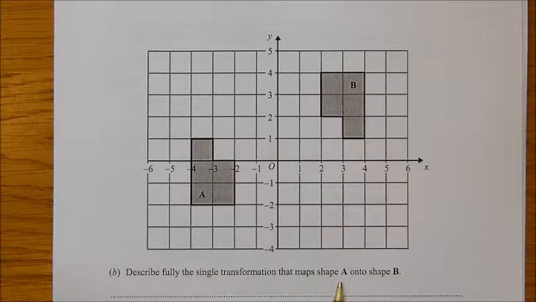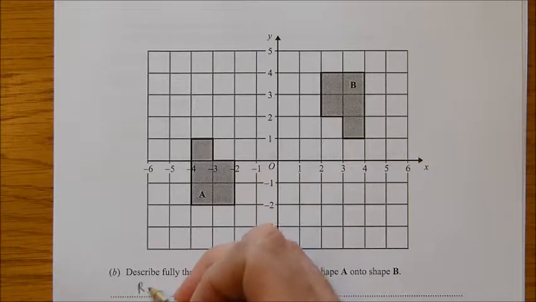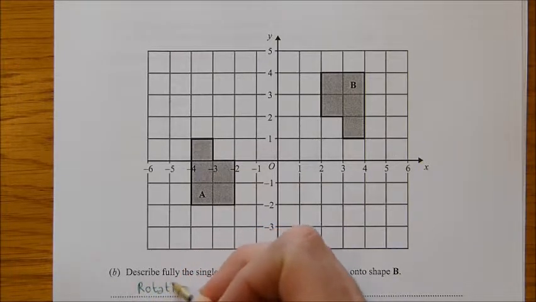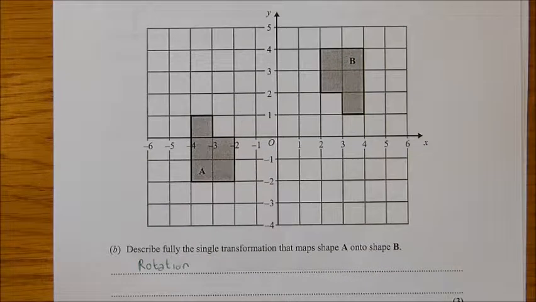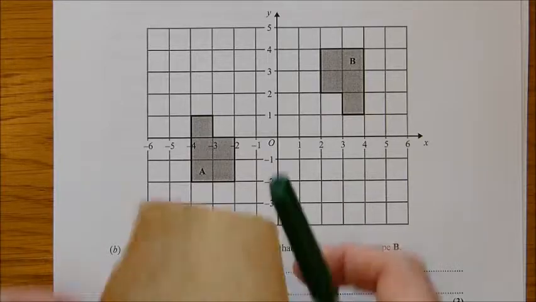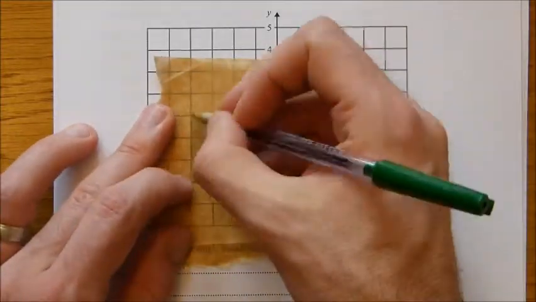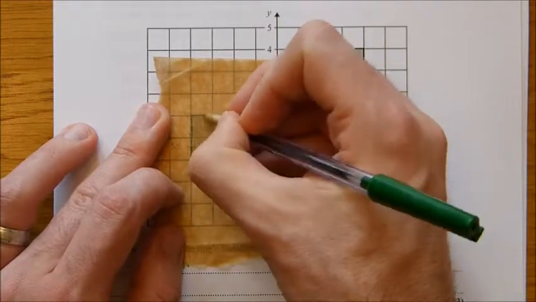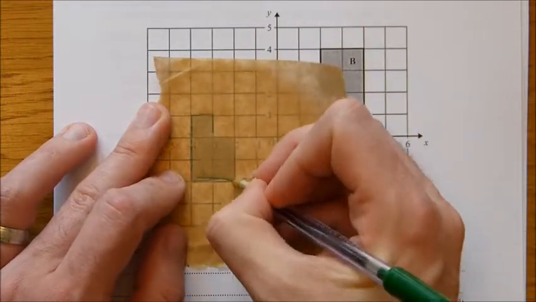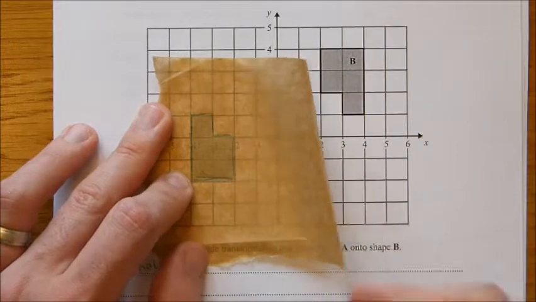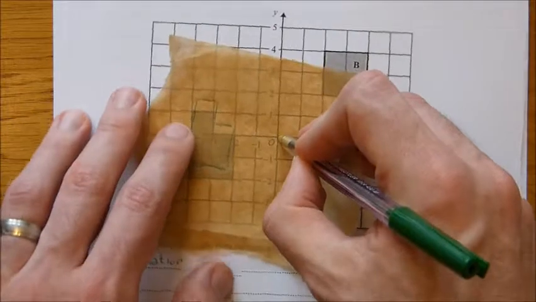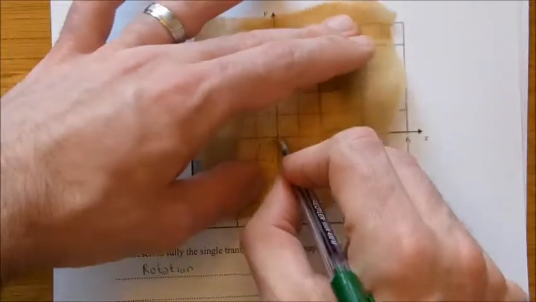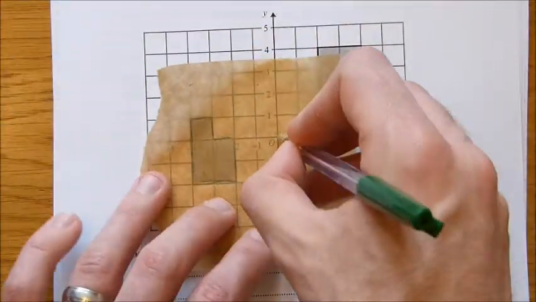Okay, so describe the single transformation that maps shape A onto shape B. Well, I've said already it's a rotation. Let's write that down. That's 1 mark straight away. The next job, we're going to find where the centre of rotation is. So I'm going to do that by tracing over my shape on my tracing paper. And then we're just going to experiment a little bit with a few different points just to see if we can make it match up to where the shape is.